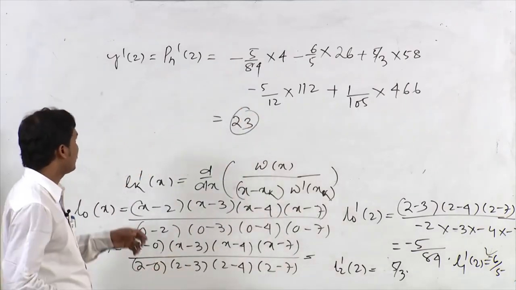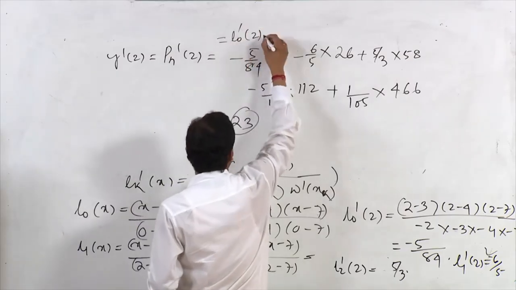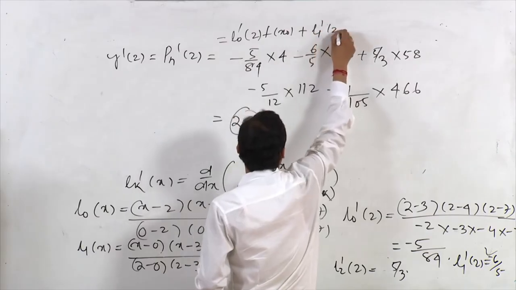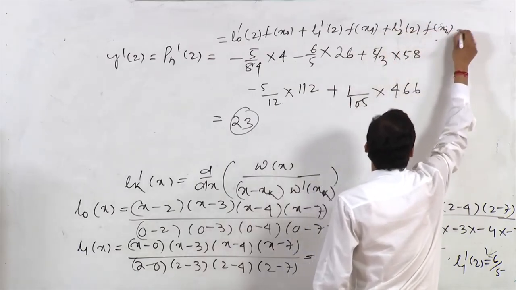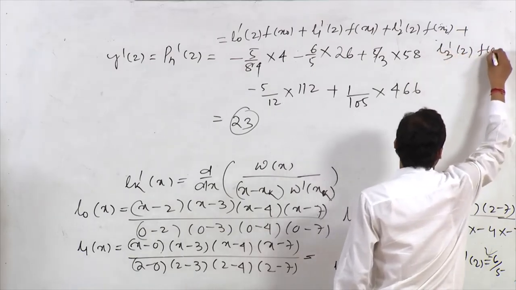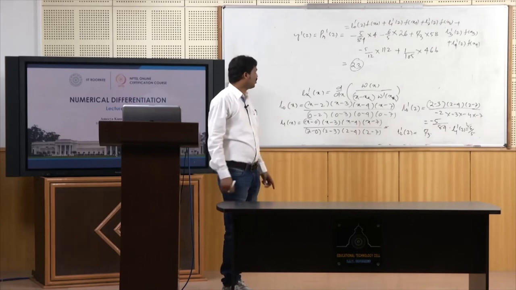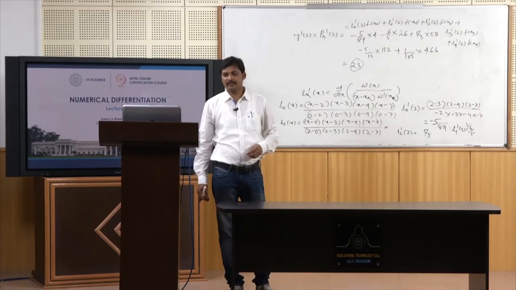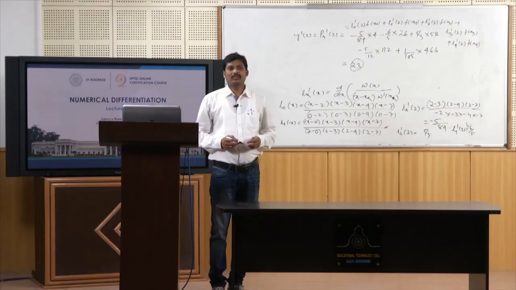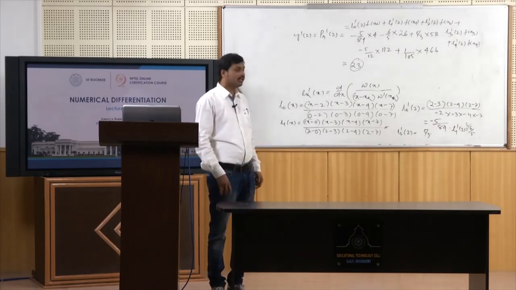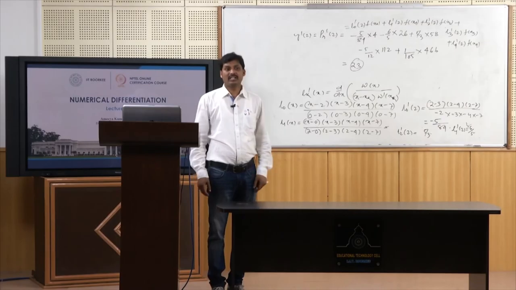This means that we are writing these values in the form L0 dash of 2 into f of x0 plus L1 dash of 2 f of x1, L2 dash of 2 f of x2 plus L3 dash of 2 f of x3 plus L4 dash of 2 f of x4 here. Completely, if you write all these terms, we can evaluate this first order derivative for the function f of x by constructing a polynomial Pn of x. So based on that, we can evaluate these derivatives for unequispaced points or equispaced points based on this Lagrangian interpolation formula.